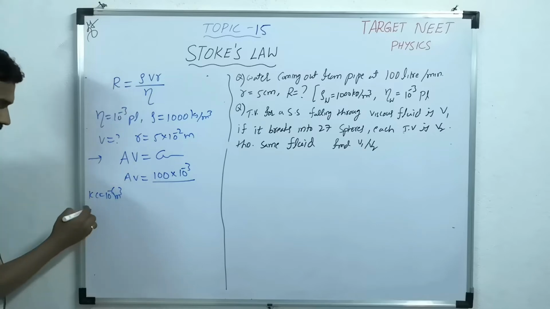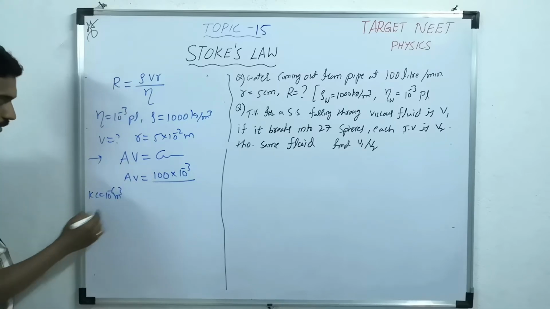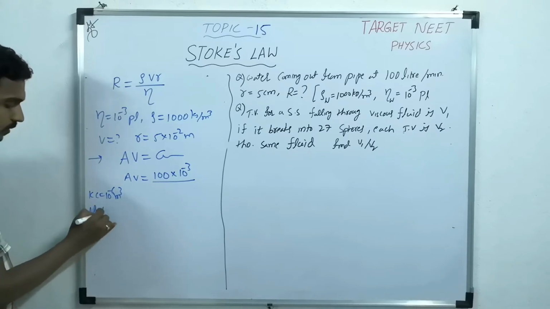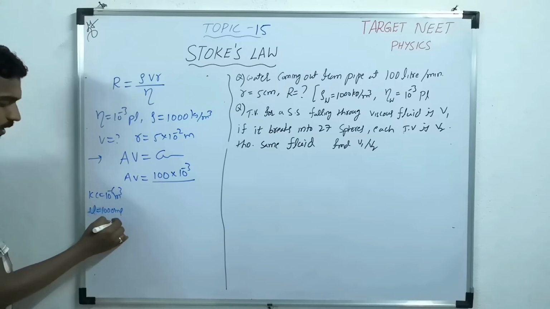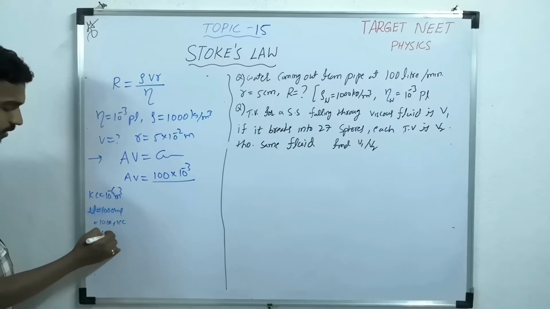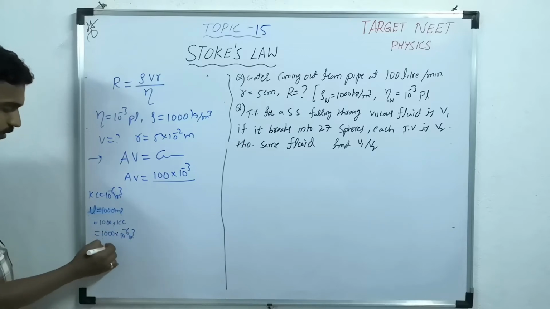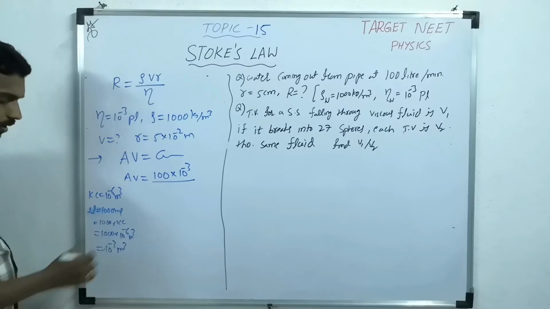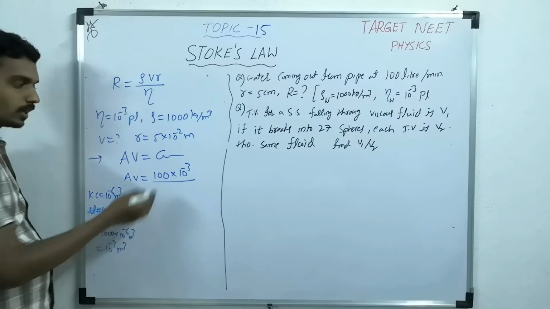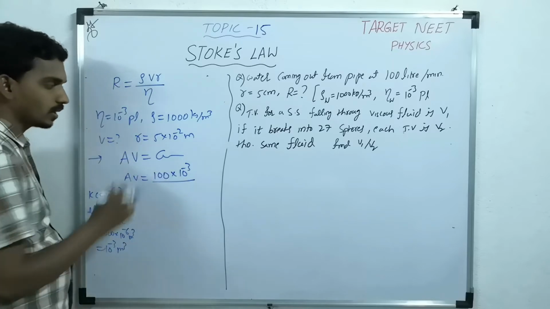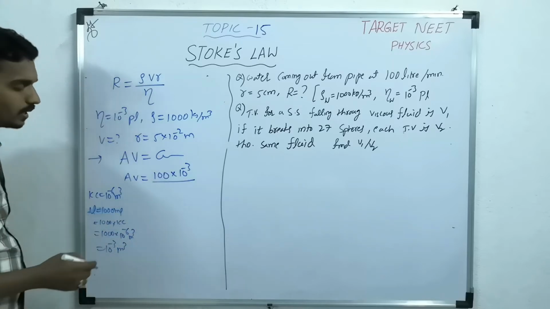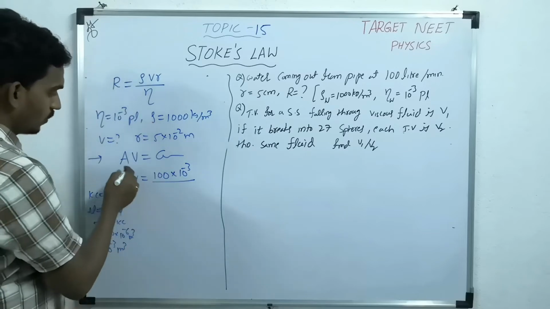Therefore, it will become meter cube. In terms of meter cube, if you consider 1 liter equal to 1000 ml and 1 ml is 1 cc, and 1 cc means 10 power minus 6 meter cube, equal to 10 power minus 3 meter cube. It is for 1 liter, but here 100 liter. So 100 times 10 power minus 3 and divided by, what is this?